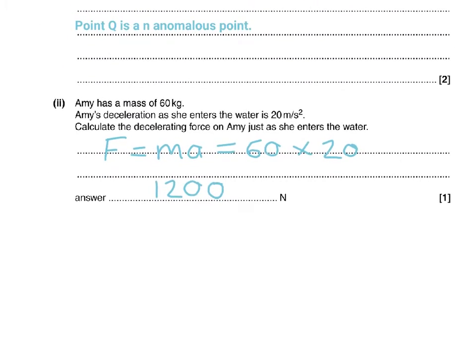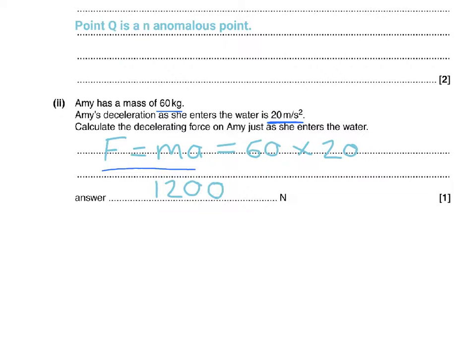Last part of this question, part 2. Amy has a mass of 60 kilograms. Amy's deceleration as she enters the water is 20 meters per second squared. So we've got her mass there, we've got her deceleration here. Calculate the decelerating force on Amy just as she enters the water.